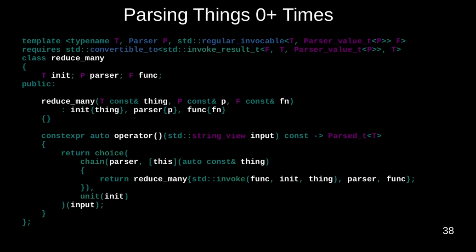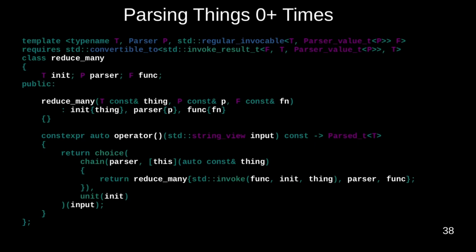It's just a function again, with a function call operator. So we start with reduce many. It takes some initial thing, it takes a parser, and it takes a function. And if you look again at the concept at the top, the function has to take two arguments. The first has to be the type of the initial thing. The second has to be the value type of the parser.